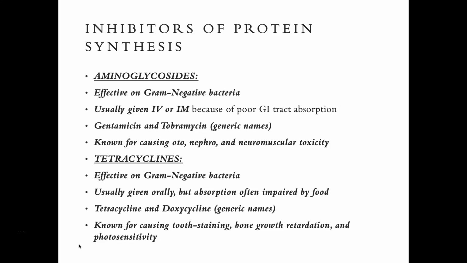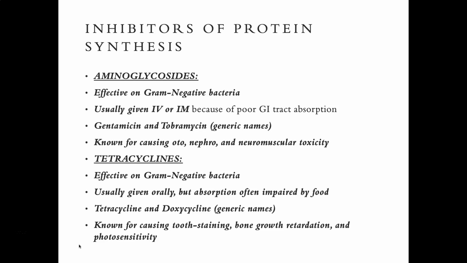They're given IV or IM because of poor GI absorption, and they are known for causing 3 types of toxicity: oto, which is ear, nephro, which is kidney, and neuromuscular. So you need to know that aminoglycosides have to be very carefully watched because they are known to cause ear toxicity, kidney toxicity, and neuromuscular toxicity. Oto, nephro, and neuromuscular. Second type of protein synthesis inhibitors we're going to talk about are tetracyclines.